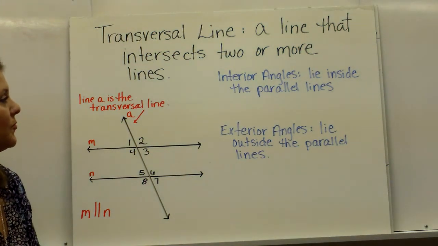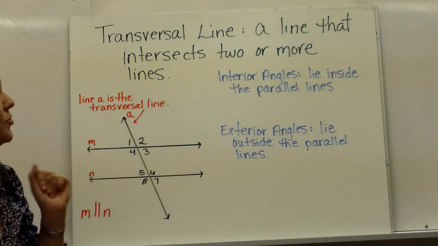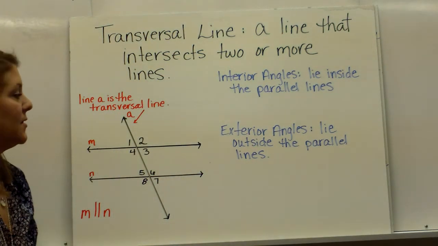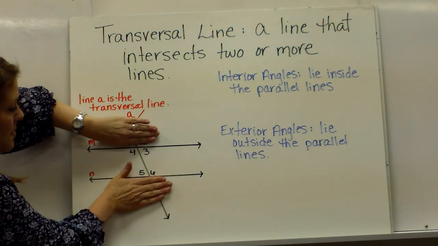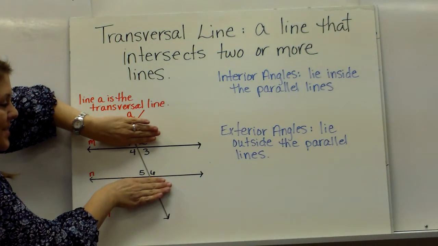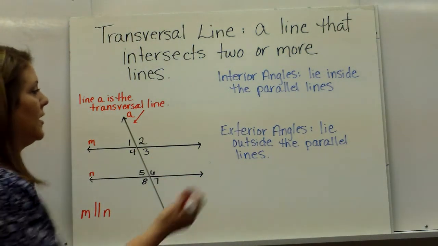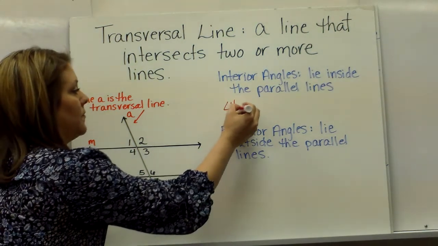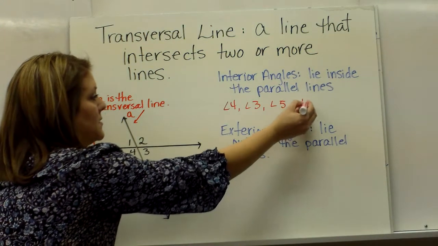So the first set of angles we're going to look at are the interior angles. Those are your angles that are going to lie inside the parallel lines. So if I were to cover up everything on the outside, there we go, I'm looking at 4 angles inside those parallel lines. Angle 4, 3, 5, and 6. So those interior angles are angle 4, angle 3, angle 5, and angle 6.